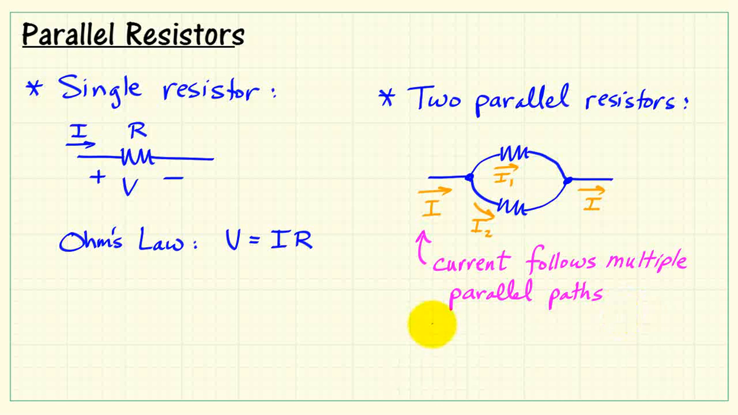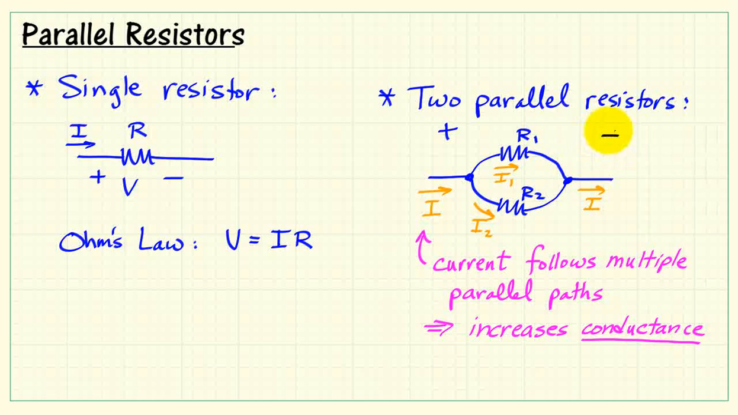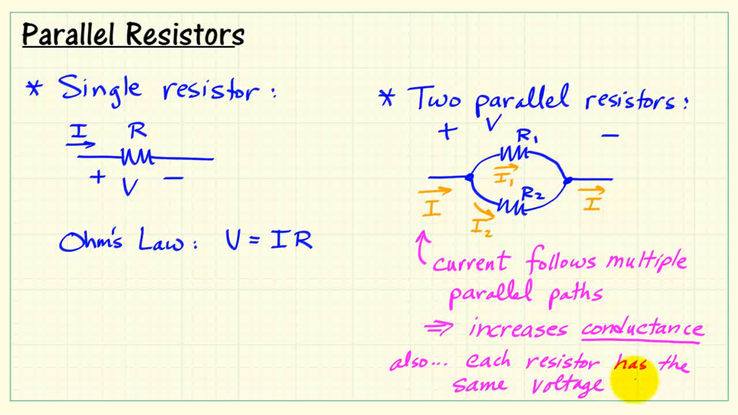The idea is that the current follows multiple parallel paths, and that tells us that it increases the conductance of the path followed by the current. I'll keep track of those resistors as R1 and R2. Also notice that the voltage that appeared across that single resistor, V, also appears across R1 and R2. So another distinguishing characteristic of parallel resistors is that each resistor has the same voltage.